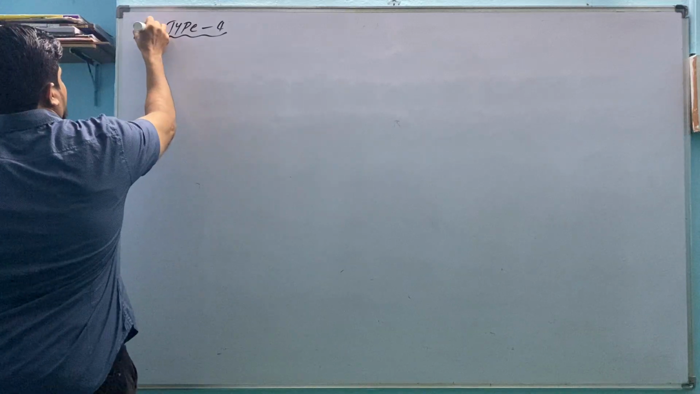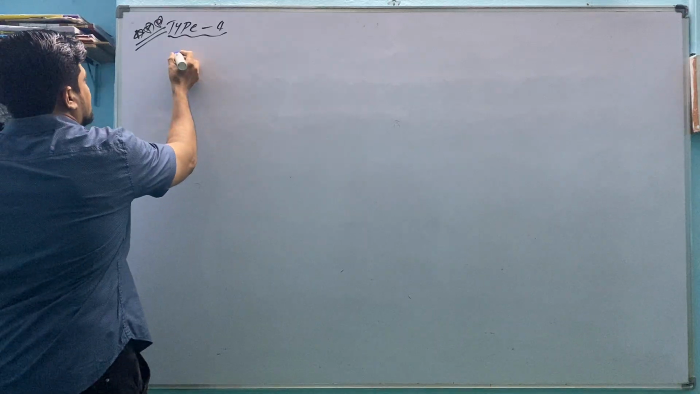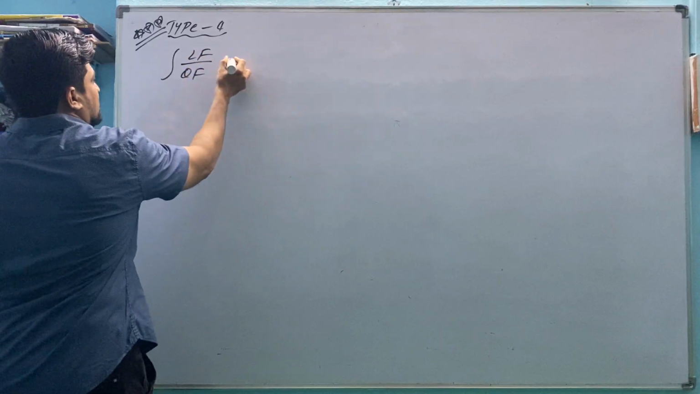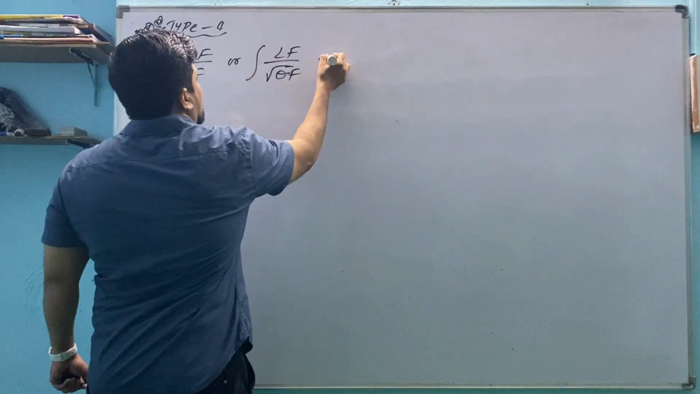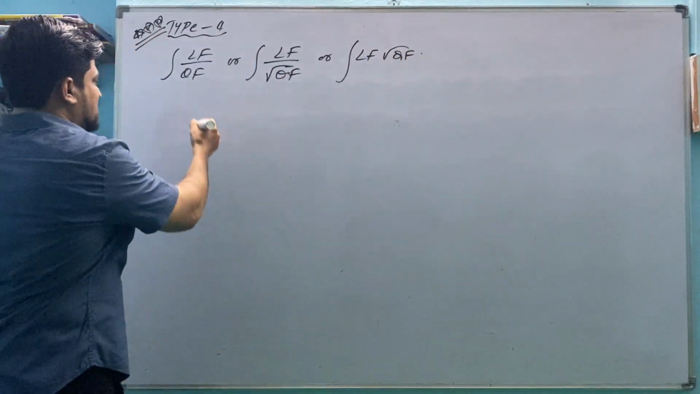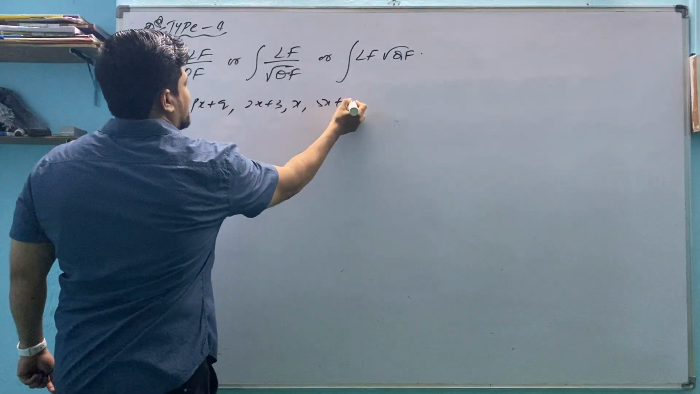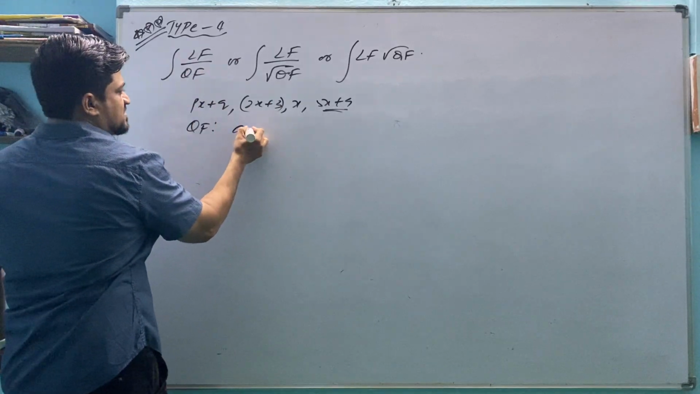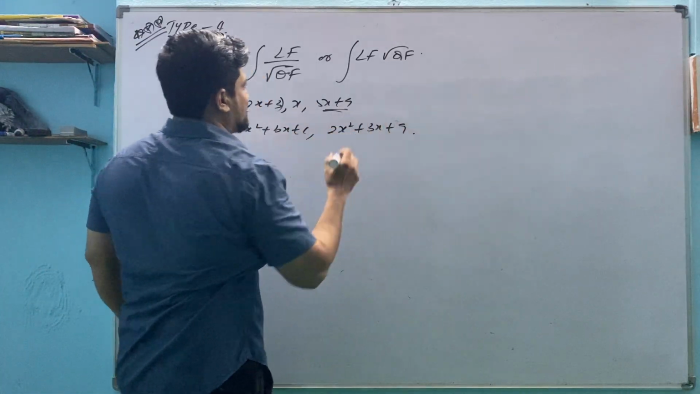Type 4 is an exam problem actually. I am confident that you will get type 4 this time, inshallah. In type 4, we have an integral with a linear function and quadratic function, or integral of a linear function divided by root of a quadratic function, or a linear function times root of a quadratic function. What is a linear function? Anything of this kind: px plus q, 2x plus 3, 5x plus 9, anything given is taken as a linear function. And a quadratic function is of the form ax square plus bx plus c, that means 2x square plus 3x plus 9, this one.